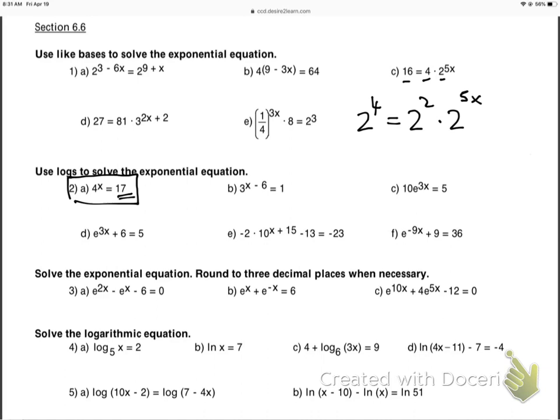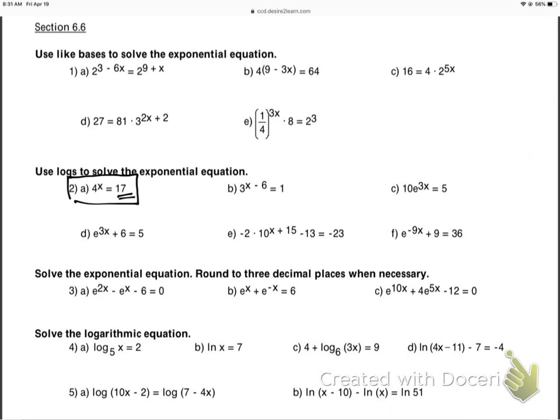Now, this is the thing about these questions. Once you see the same bases being multiplied, remember you add exponents. In other words, this should be written as 2 to the 4 equals 2 to the 2 plus 5x. I am just adding these two exponents because we're multiplying two things of the same base. And again, because you have the same base, 4 equals 2 plus 5x, and you just solve for x. That's how it works.